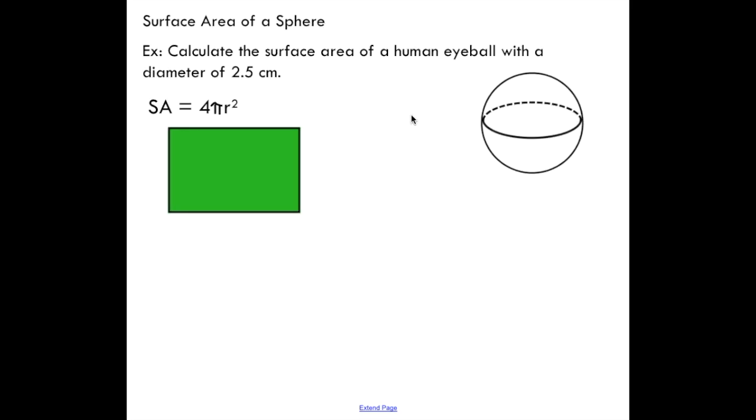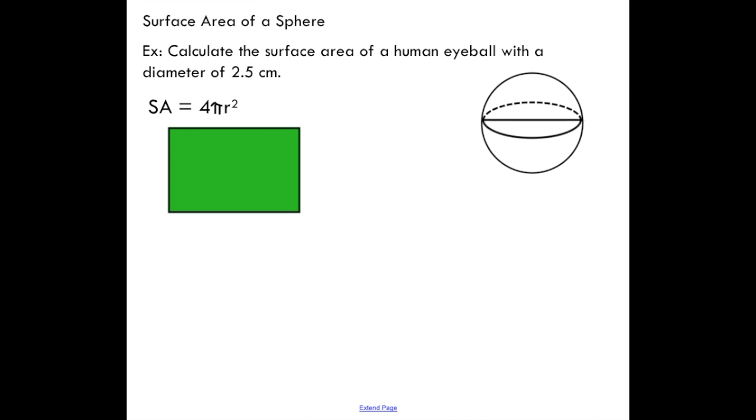So this question says, calculate the surface area of a human eyeball with a diameter of 2.5 centimeters. I don't want to know how they determine that a human eyeball has a diameter of 2.5 centimeters, but the question's telling us that's what it is, so we'll work with it. We have a sphere, we have a diameter of 2.5 centimeters.